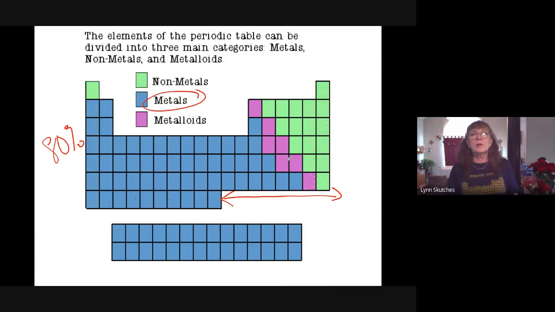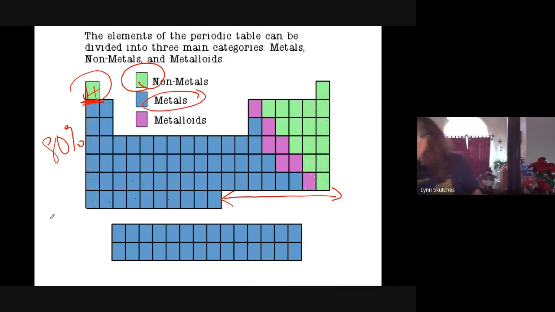This little weird jig-jag of purple on here, those are the metalloids. They're the confused group. They're the transition group. And then the green are the non-metals. And you'll notice that hydrogen's over here on the metal side. Always the non-metal over there. Well, some periodic tables actually have a little gap because the alkali metals and hydrogen kind of behave a lot alike, but they are not the same.